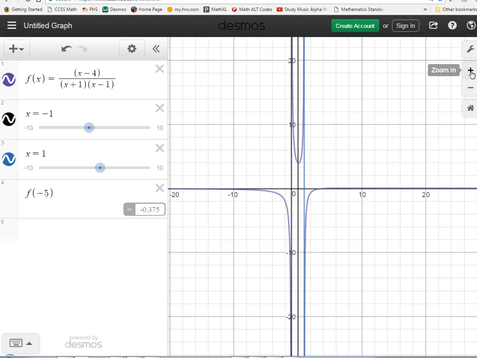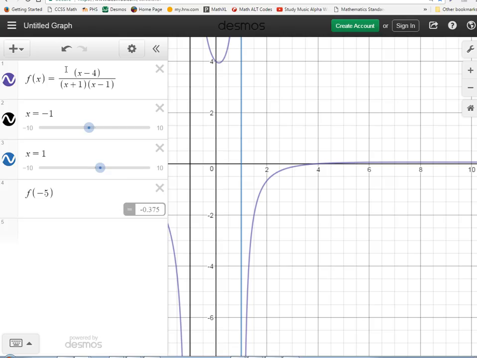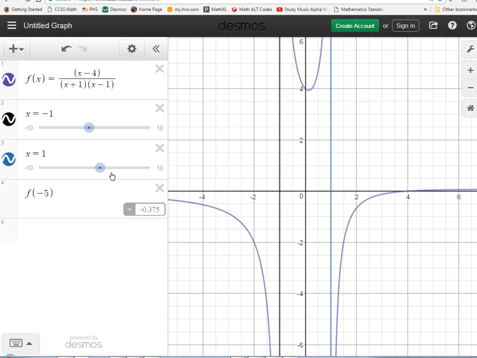What about the 0 of the top at 4? So what's happening at 4? If I do f of 4, what am I going to get back? 0. So right there, at x equals 4, sure enough, there's a 0, an x-intercept. So we can summarize this pretty easily. Zeros of the numerator give us x-intercepts, right? Zeros of the denominator give us vertical asymptotes.